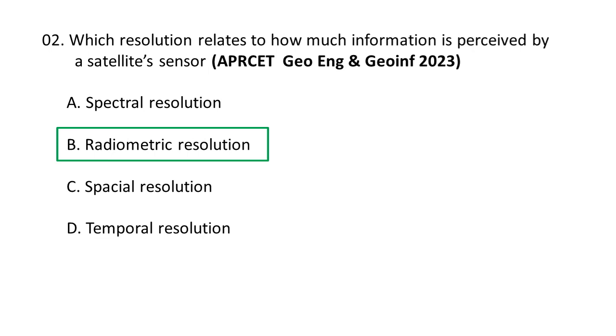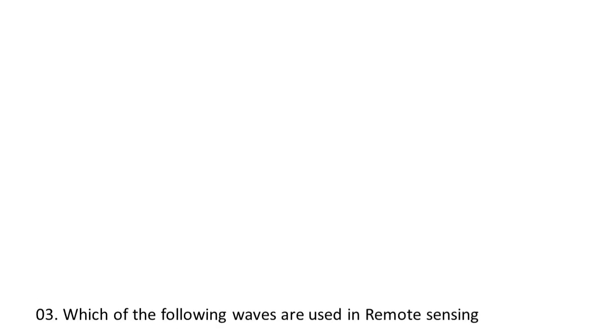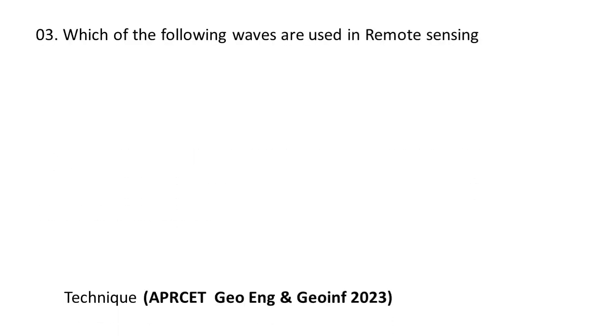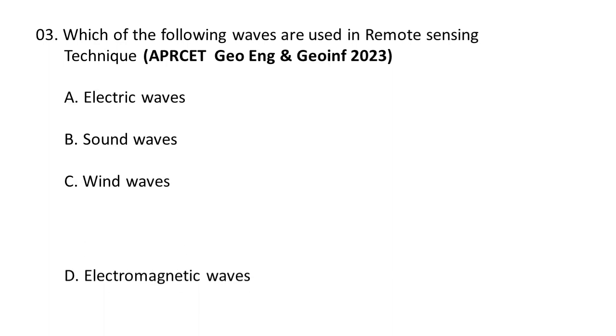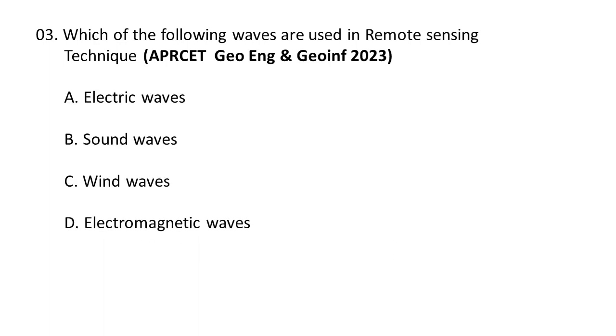And radiometric resolution is also known as a dynamic range, which is the number of output numbers in each band of data. So, here B. Radiometric resolution relates to the information perceived by a satellite sensor. Next question. Which of the following waves are used in remote sensing technique? A. Electric waves, B. Sound waves, C. Wind waves and D. Electromagnetic waves. Obviously, electromagnetic waves are used in remote sensing technique. D is the correct option.